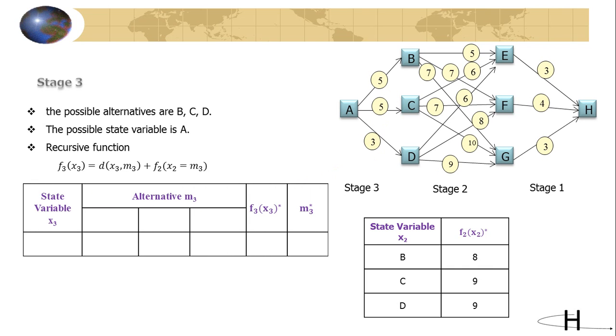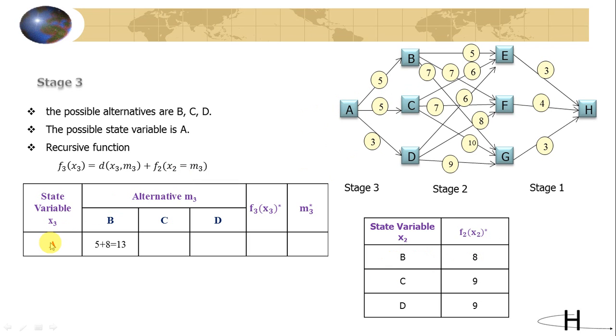Now the state variable is only A. The possible alternatives are B, C and D. Now the salesman wants to travel from A to B and B to H. So the time required will be A to B, 5. So d of x3 will be 5 plus f2 of x2 for B, which is 8. So it will be 5 plus 8, 13.